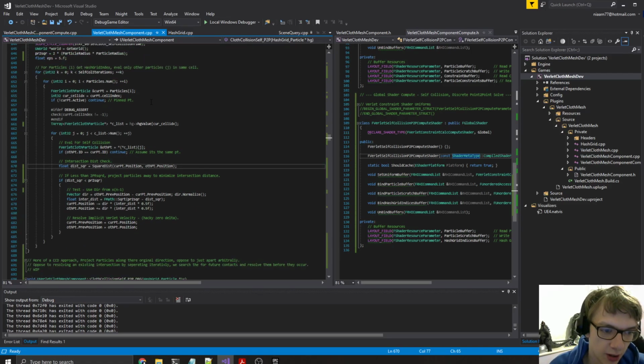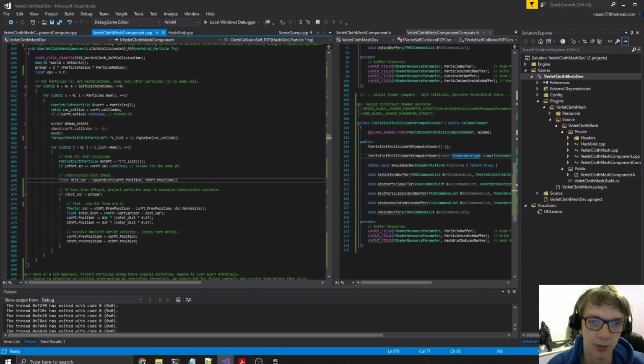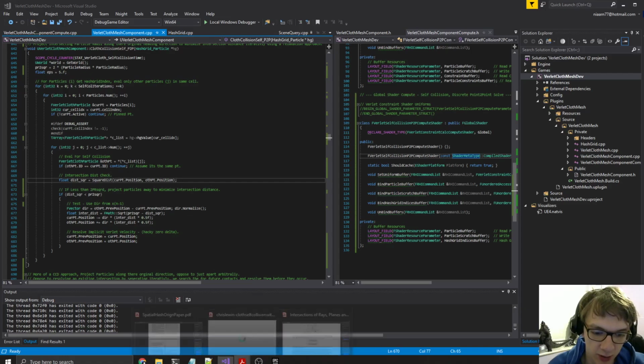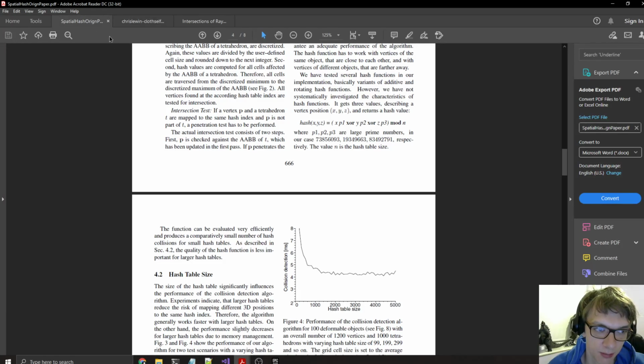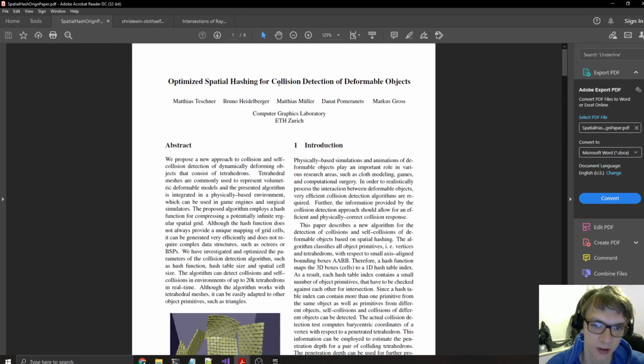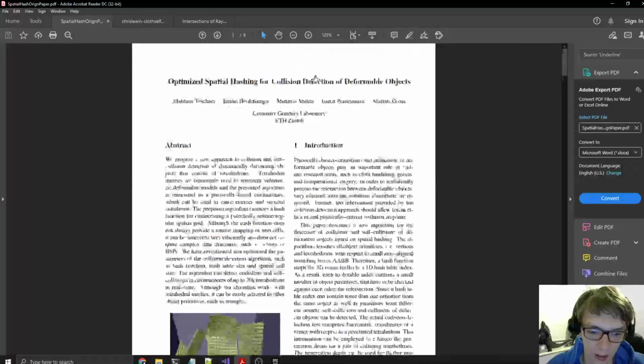So this is obviously single-threaded, it's not optimized, and doesn't use SIMD instructions. It could probably be further optimized, even though it's relatively simple, but it has decent performance for now, and obviously a big part of that is the use of the hash grid. The best reference for the hash grid is this paper here, Optimized Spatial Hashing for Collision Detection of Deformable Objects. This is like the original reference paper.